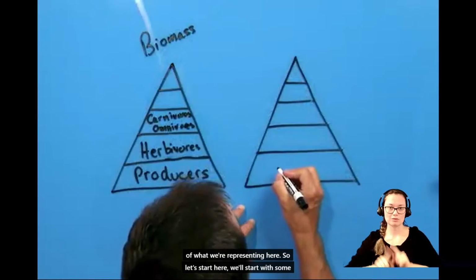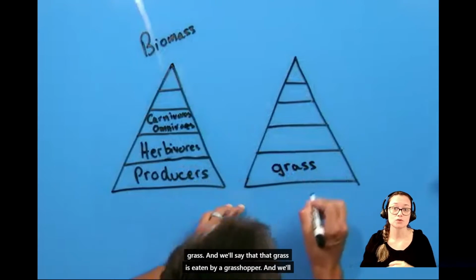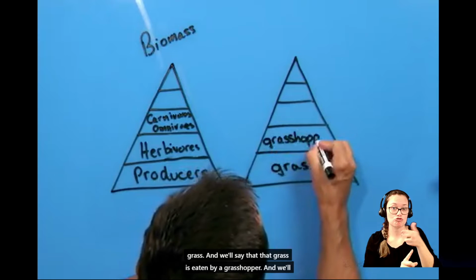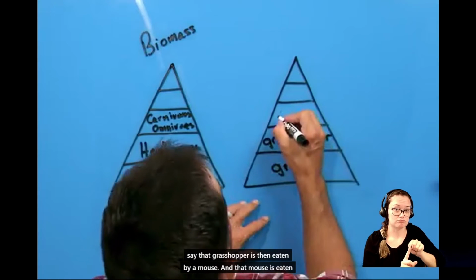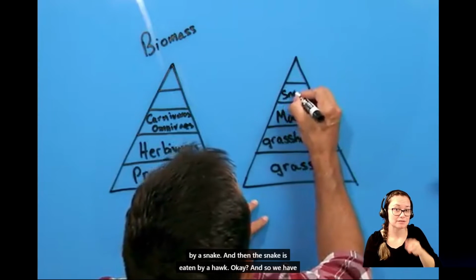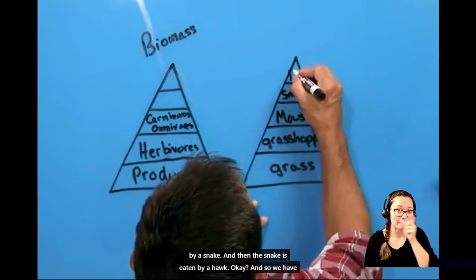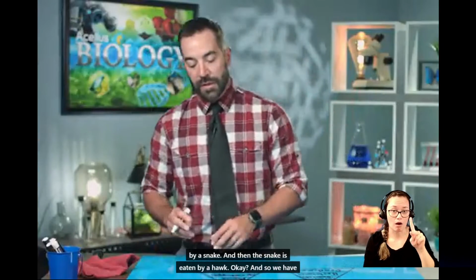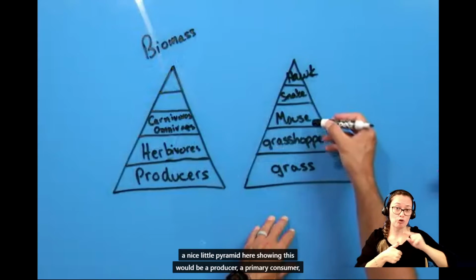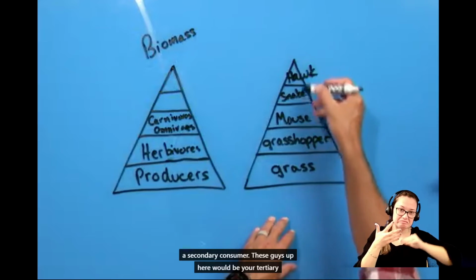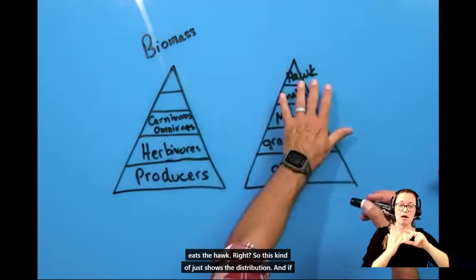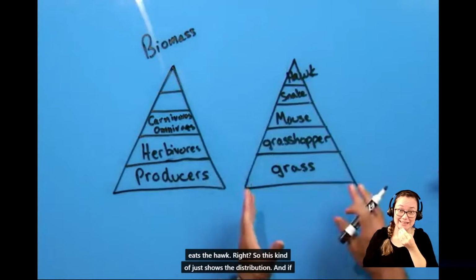So let's start here. We'll start with some grass. And we'll say that that grass is eaten by a grasshopper. And we'll say that that grasshopper is then eaten by a mouse. And that mouse is eaten by a snake. And then the snake is eaten by a hawk. Okay? And so we have a nice little pyramid here showing this would be a producer, a primary consumer, a secondary consumer, and these guys up here would be your tertiary consumers, your top level consumer being the hawk, meaning that nothing eats the hawk, right? So this kind of just shows the distribution.